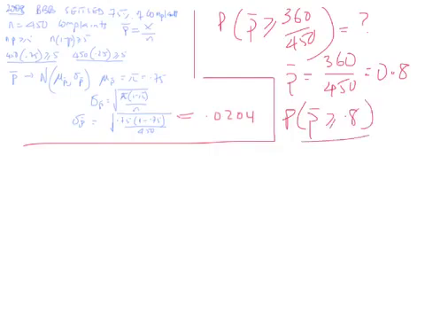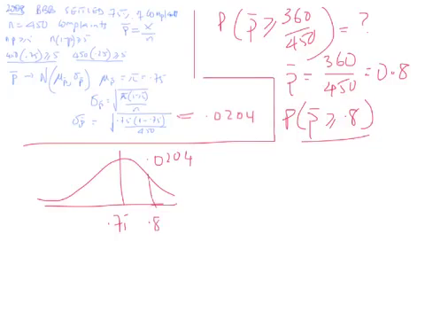Well, for us to find this, if our sampling distribution is approximately normal, the mean is 0.75. The standard deviation, remember we computed that was 0.0204, and now we are interested in 0.8 or more. So this is the area that we are trying to compute.